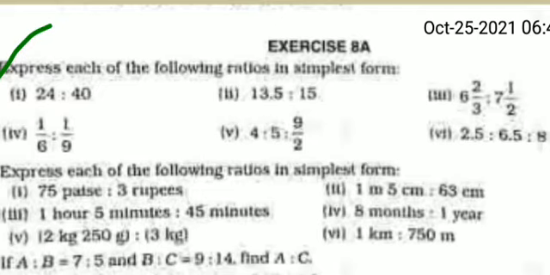As we have done with fractions, we first have to find the HCF of both terms and then divide both terms by this HCF. Then we get the required simplest form. Okay, the first one is 24 is to 40.